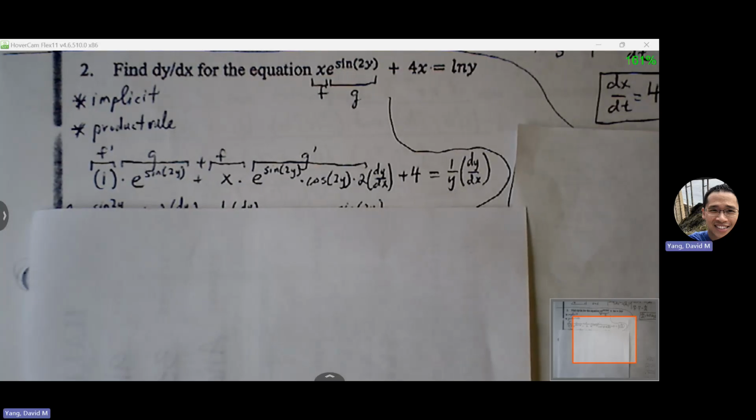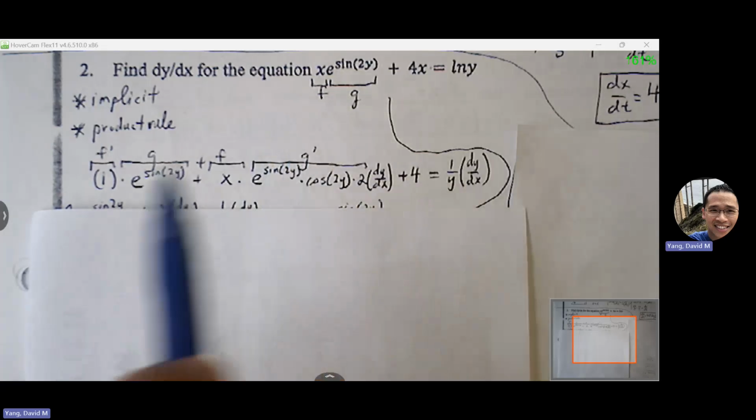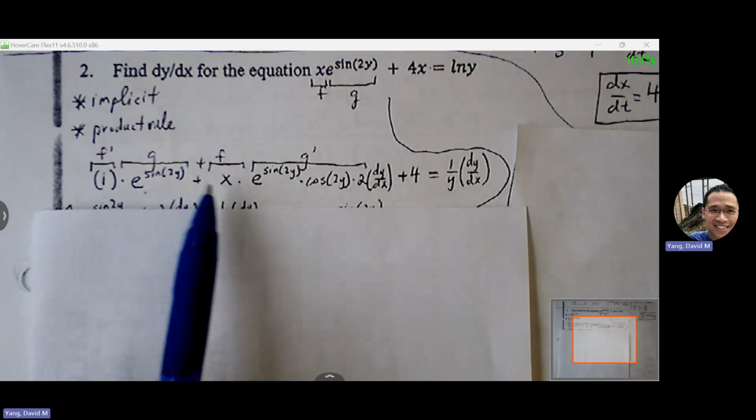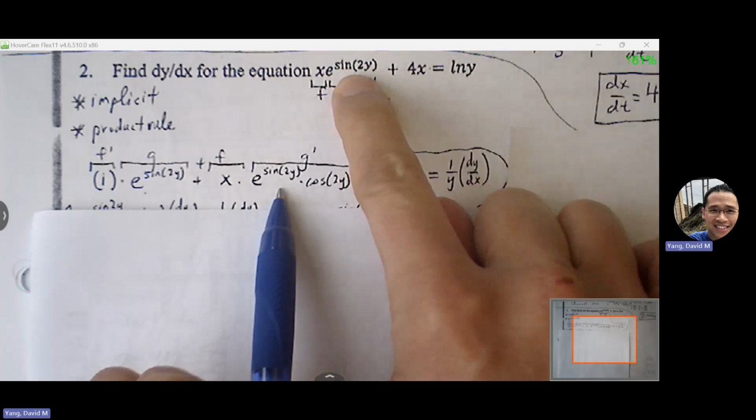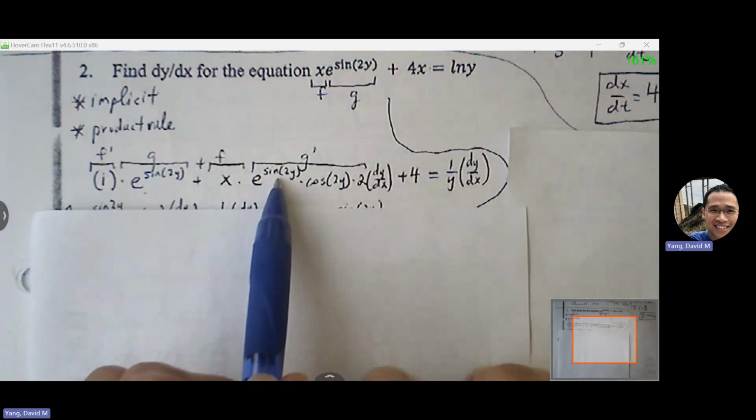F prime g plus f g prime. So x becomes 1, g stays the same, f stays the same, and g prime. The rule for e to the u is e to the u times u prime. So e to the u is e to the sine 2y.